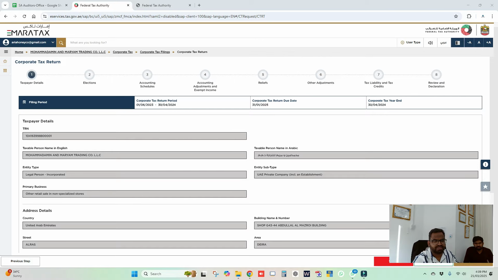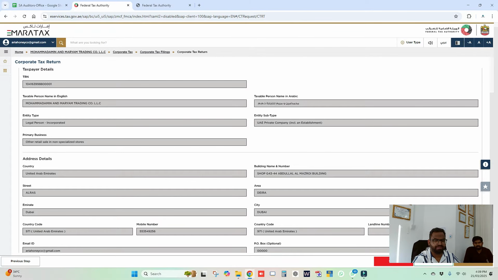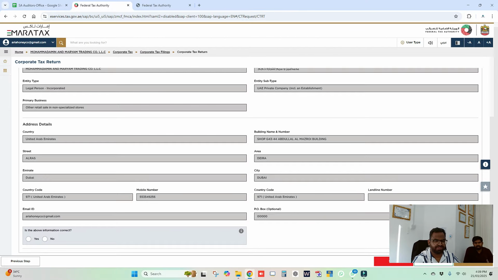In this case the corporate tax return period is from 1st June 2023 to 30th April 2024. The due date is 31st Jan 2025. And the corporate tax year end is 30/4/2024. All of this is already pre-filled data.